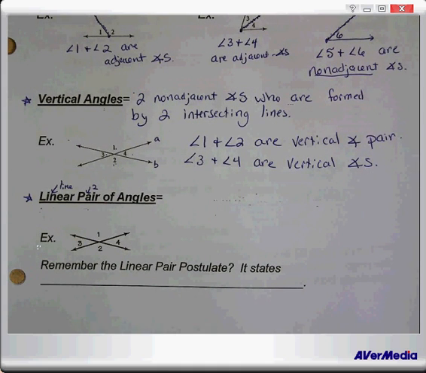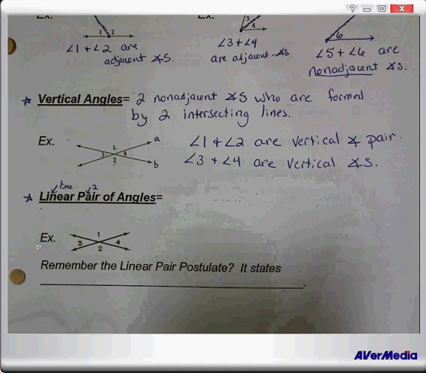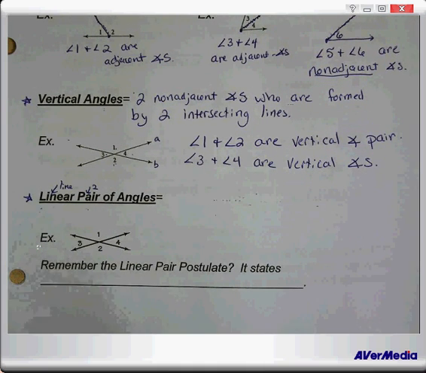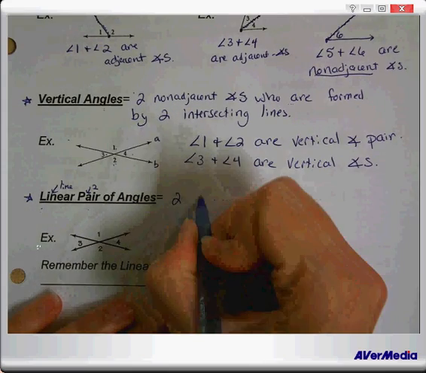So here's the definition for a linear pair. Listen to how common sense it is. Two adjacent angles formed from the same line.